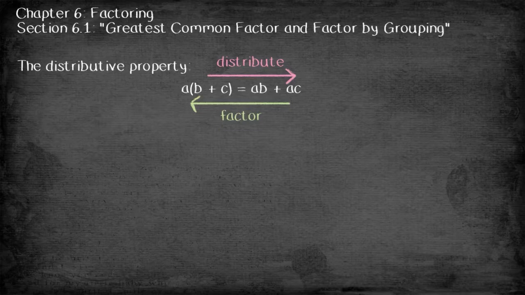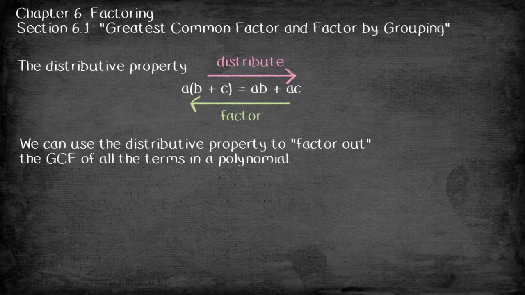Factoring is, again, just a fancy way of saying that you're breaking some big expression into the product of smaller ones. In particular, what we're going to be doing is taking the GCF of all the terms in a polynomial and factoring it out. Here's a polynomial. First things first, I want to figure out what is the GCF of each of the terms in the polynomial. We're going to do this the same way that we did it in the last video.